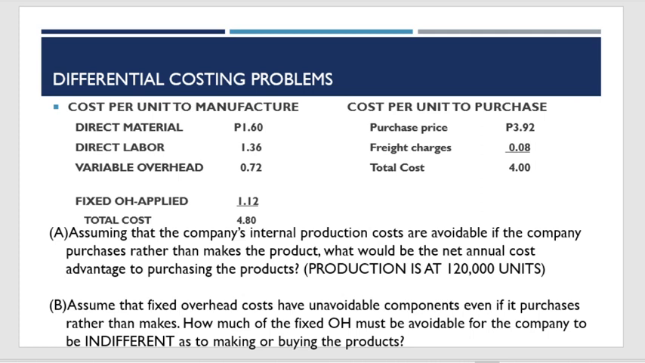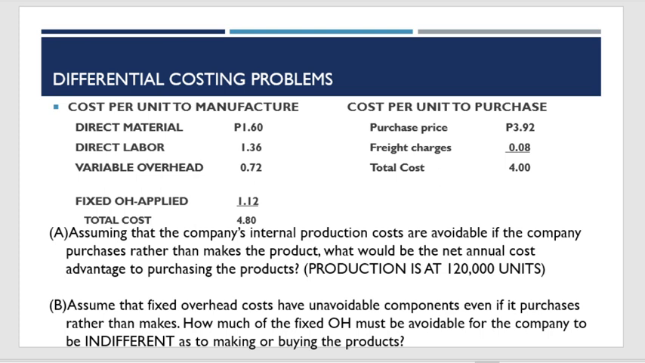I think this will be the second to the last problem. We have the cost to manufacture and the cost to purchase. This is a make or buy problem. Assuming that the company's internal production costs are avoidable if the company purchases rather than makes the product, what will be the net annual cost advantage to purchasing the products? Production is at 220,000 units. So binigyan ka ng cost to manufacture, simple lang, in-identify niya per unit na. To purchase, binigyan ka din.